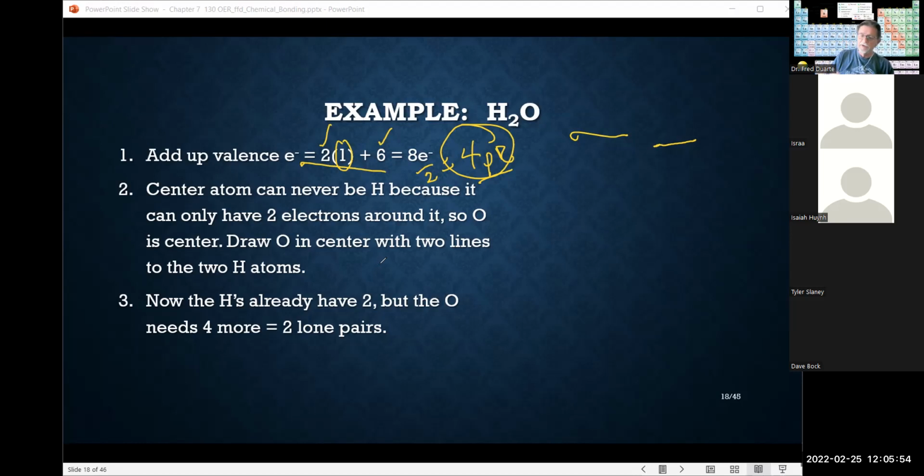Remember, the valence electrons are the outermost electrons of the atom, and that's where all the chemical processes occur. That's where all the bonds are being formed and so forth. The core electrons, the ones inside, are not involved with anything.